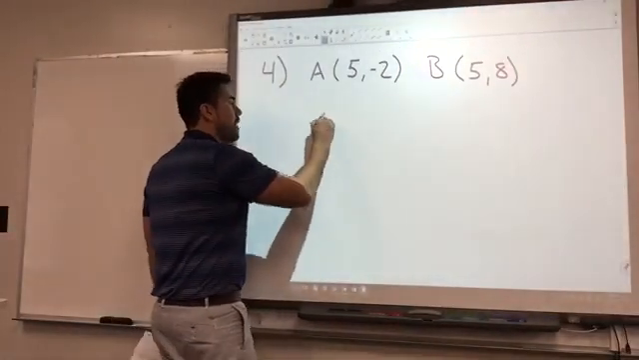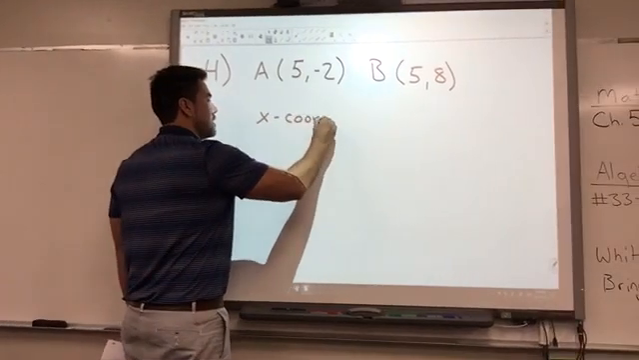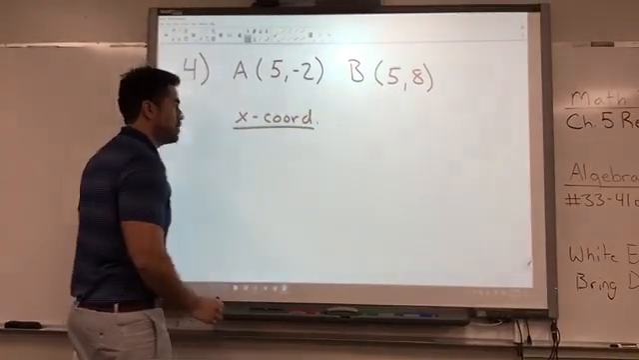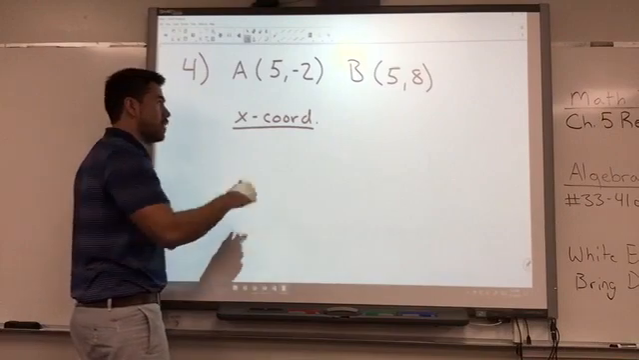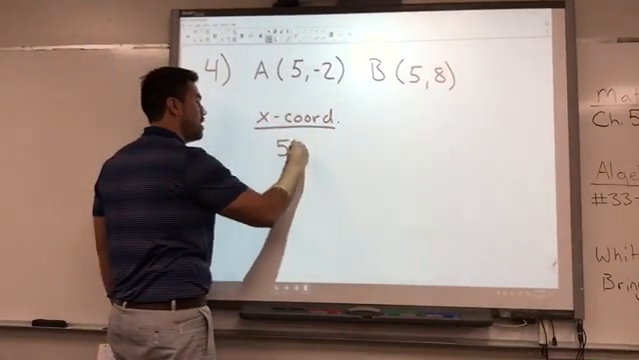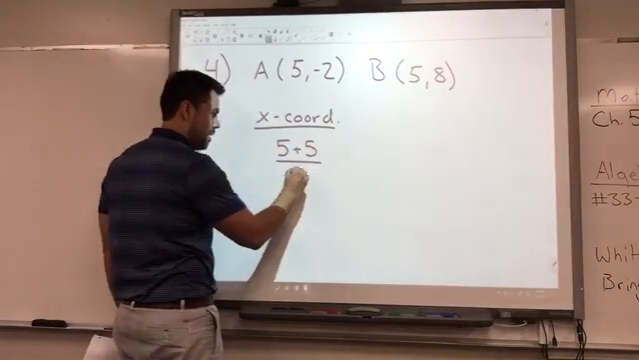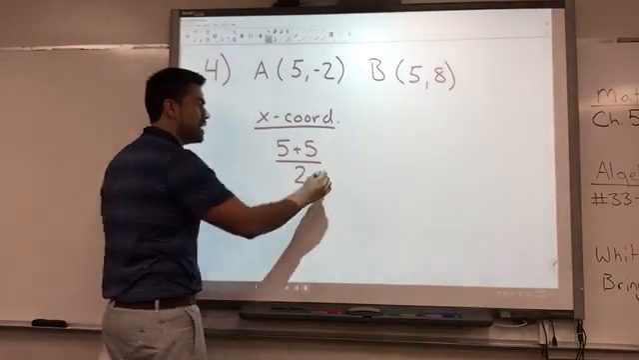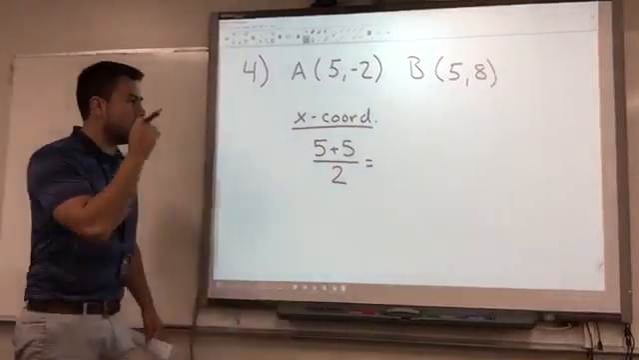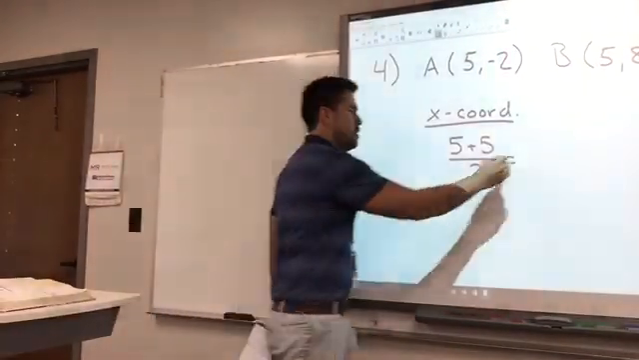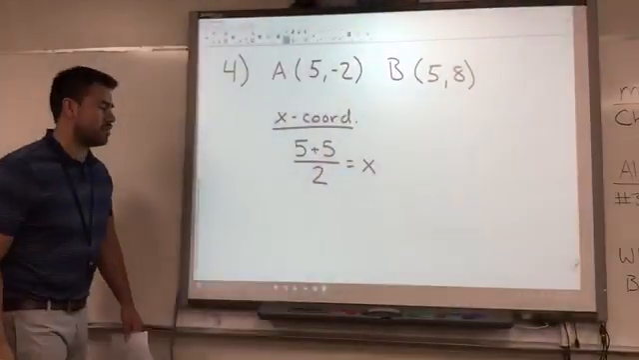I want to find the x-coordinate. So you're going to do it on your work. I have to add the two x values. So we're going to add 5 plus 5, and then divide by 2. And that's going to get me my x-coordinate. So what's 5 plus 5 divided by 2?